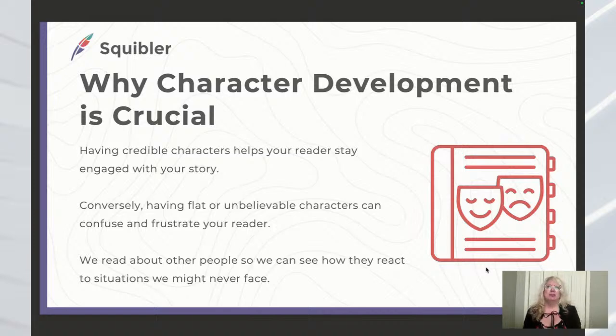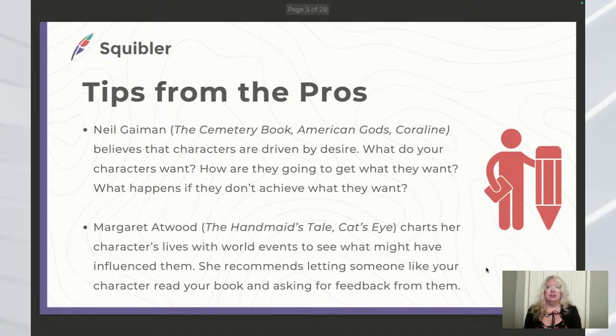Why character development is crucial is that credible characters help your reader stay engaged with your story. On the other hand, having flat or unbelievable characters can confuse and frustrate your reader, and you never want to do that. We also read about other people so we can see how they react to situations that we might never face, and we want these to be believable responses to things that we don't experience. So here are some tips from the pros, and then we'll move into some other tips that you can use and how you can use AI to develop your characters.